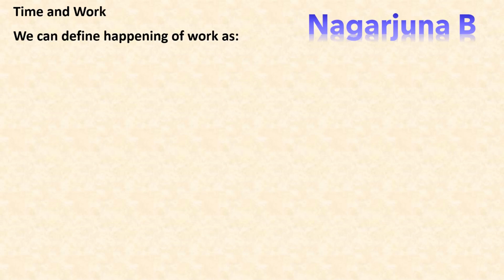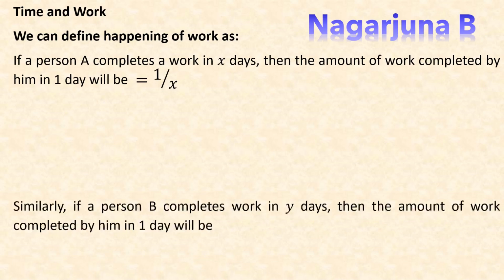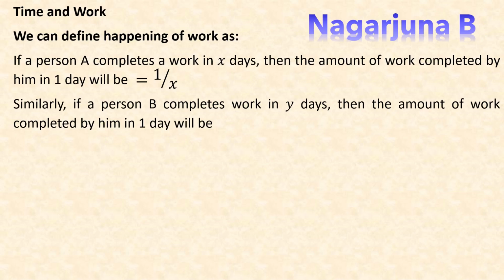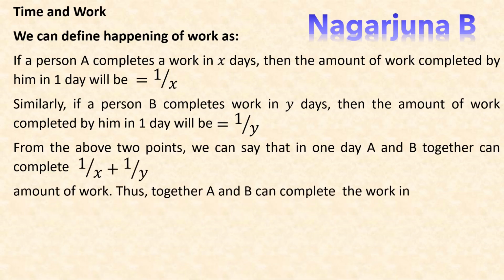We can define the happening of a work as: if a person A completes a work in X days, then the amount of work completed by him in one day will be 1 by X. Similarly, if a person B completes a work in Y days, then the amount of work completed by him in one day will be 1 divided by Y. So from the above 2 points, we can say that in one day A and B together can complete 1 by X plus 1 by Y amount of work. Thus together A and B can complete the work in XY divided by Y plus X days.